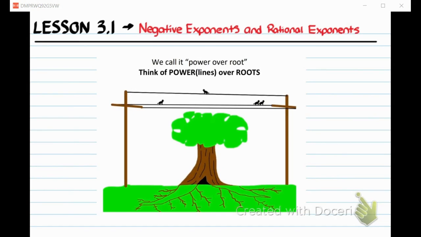This is also helpful to remember it. You could think of it as power over root and relate it to power lines, which are high up, right? They're in the air, and roots of trees are below the ground. So you could think of power over root. Sometimes we say people high in power, they're high up in power. So that's the numerator, and then roots are underground, so that is the denominator.